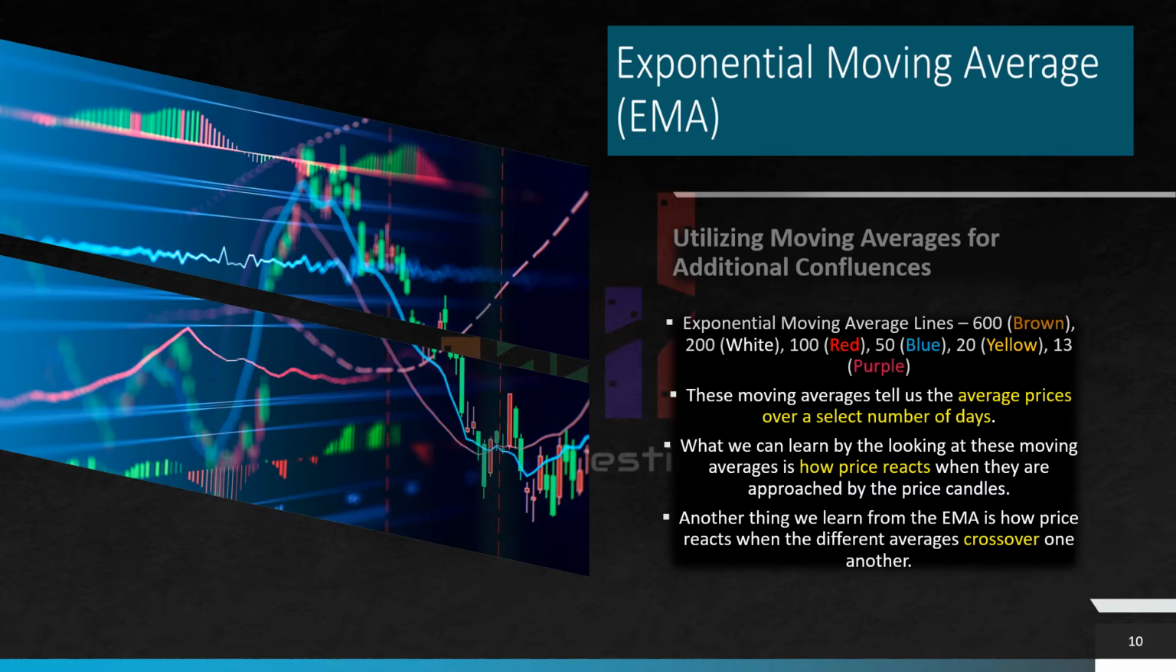Another thing we learn from the EMA is how price reacts when the different averages cross one another. What is the significance of the average price over 100 days passing through the price average of a 50-day or a 200-day? Does it affect the price action, and why? If the average price over 100 days is $25 and the average price over 50 days is $27, this tells you that price is rising in the shorter term.